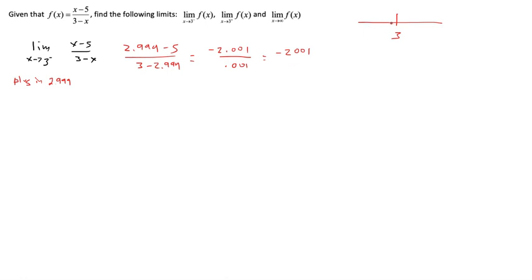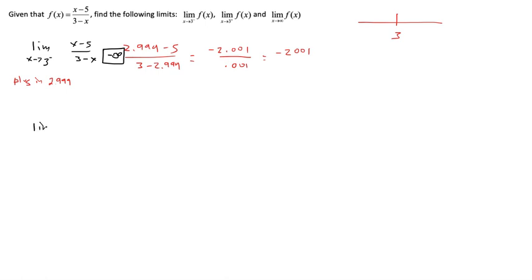So we can get closer and closer. We can plug in 2.99999 or 2.9999999. The number is going to get really large in the negative direction. So what does that mean? It means that this limit, as x approaches 3 from the left, is negative infinity.